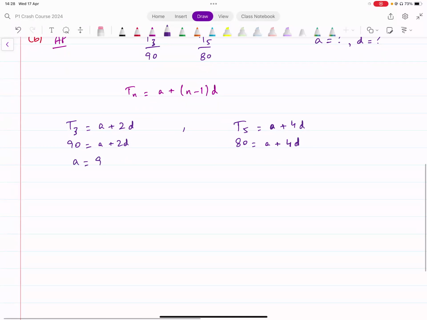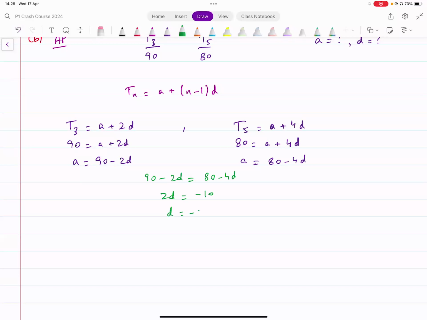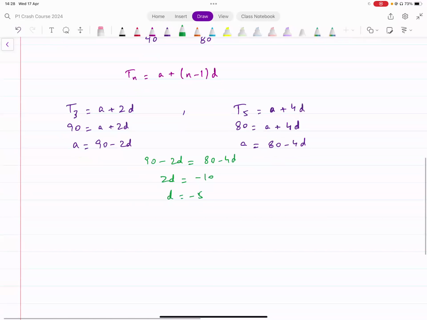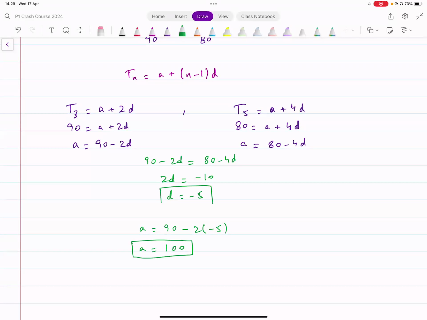We could make A the subject from both of them: 90 minus 2D, and for the second one, 80 minus 4D. Now you could equate both of them. 90 minus 2D equals 80 minus 4D. 2D equals minus 10, and the difference turns out to be minus 5. If the difference is minus 5, now you can find the value of A as well. A equals 90 minus 2 into minus 5. That's 90 plus 10, which is 100. So the first term is 100 and the difference is minus 5.